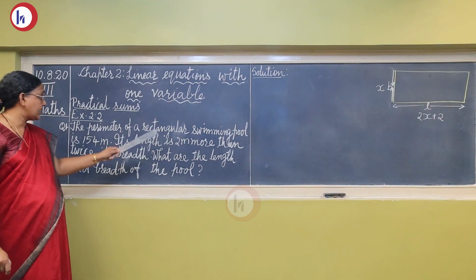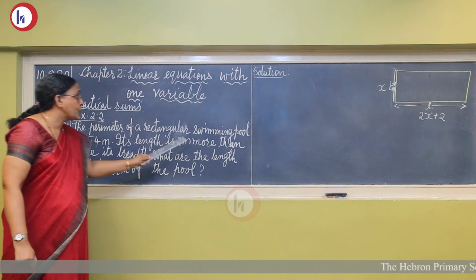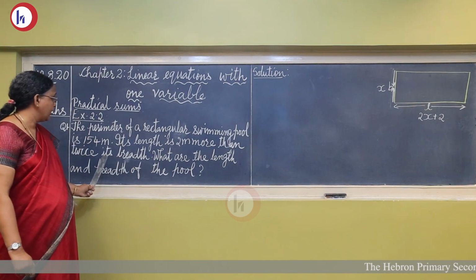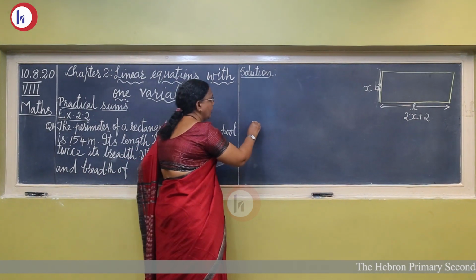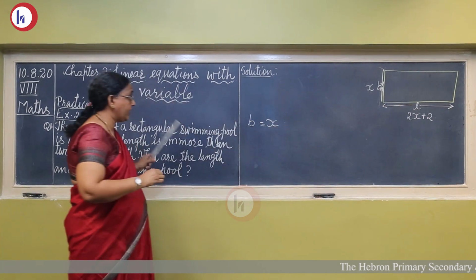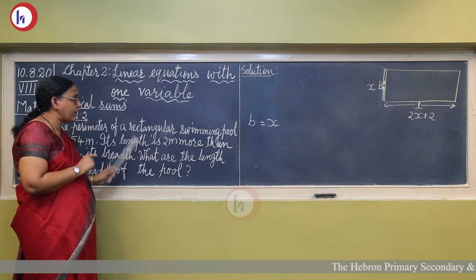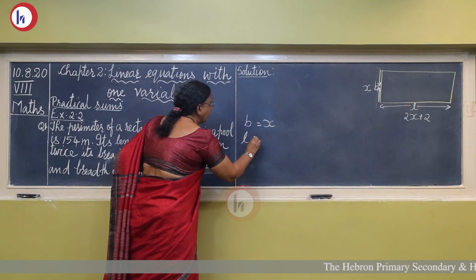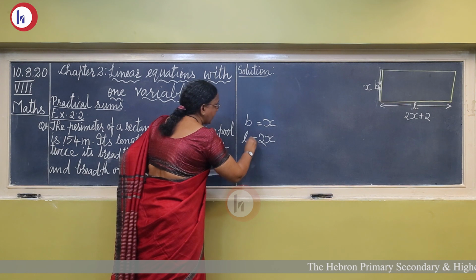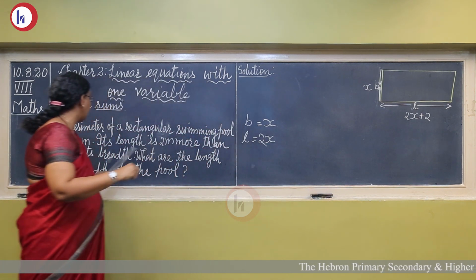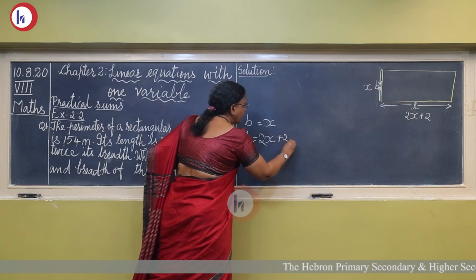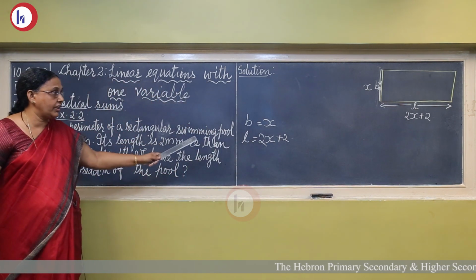And what is it telling about the length then? Length is 2 meter more than twice its breadth. So what is twice its breadth? First we said that breadth is x. And it is telling that length is twice the breadth. That means length will be twice the breadth, meaning 2x. Breadth is x, so twice the breadth means 2x. Then again one more condition is said, its length is 2 meter more than that, so plus 2. So we get the breadth and length here.